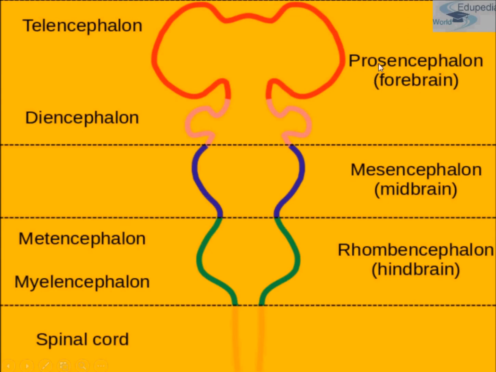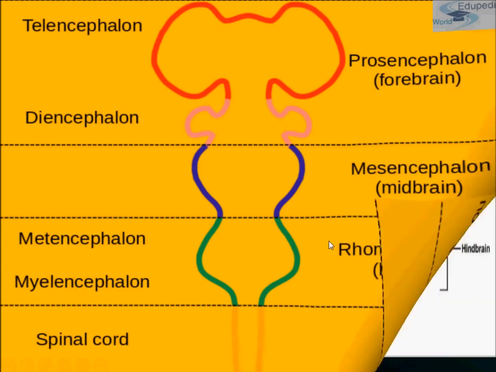forebrain. Forebrain is also known as prosencephalon, midbrain is also known as mesencephalon, and hindbrain is known as rhombencephalon. So this green part is your rhombencephalon, this is your midbrain, that is mesencephalon, and this is your prosencephalon, that is your forebrain. And this is your spinal cord.